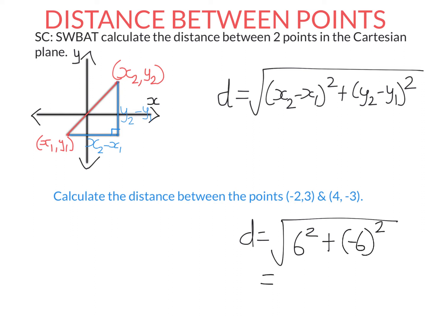So the distance between these 2 points, the exact distance is square root of 72. That's what you give if it says give the exact distance. If it says rounded answer, it's about 8.49 units. And we're done. Let's look at a slightly harder question.